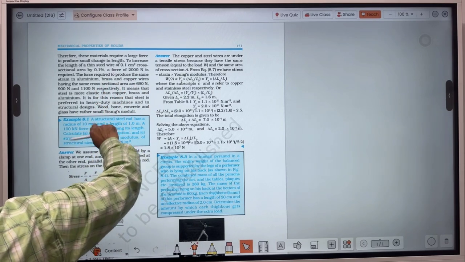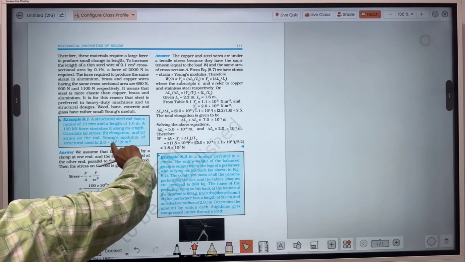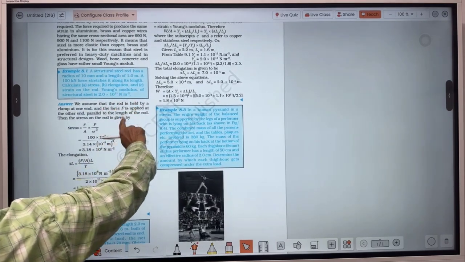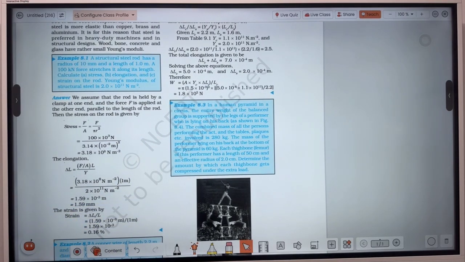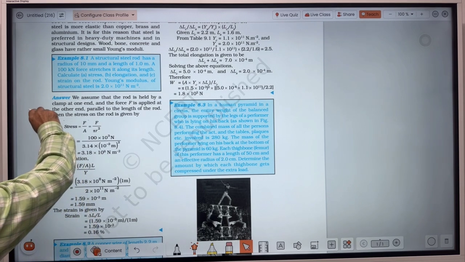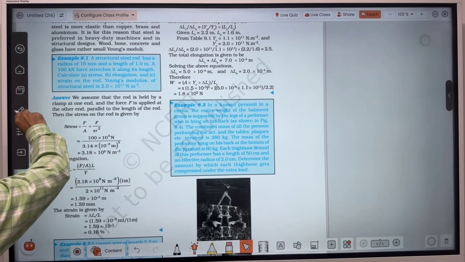Here the same information is given as we have read from the table. Now there is one question. The question says: a structural steel rod has a radius of 10 millimeter and a length of 1 meter. A 100 kilonewton force stretches it along its length. Calculate stress, elongation and strain on the rod. Young's modulus of the structural steel is given.